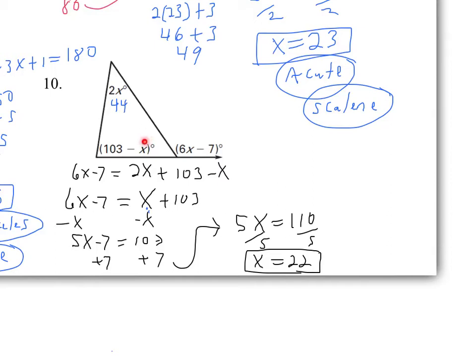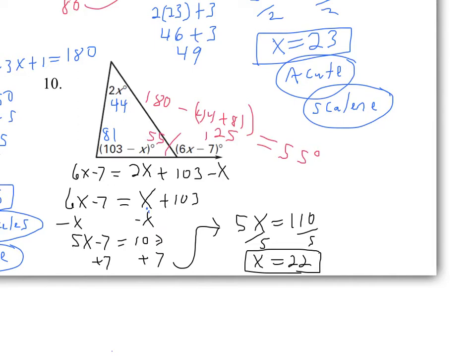Then I have to do 103 minus x. So you can just type that into your calculator. 103 minus 22, and you get 81. And then to get this third angle, you can do what we've been doing. You can add those two, 44 plus 81, but then we want to subtract that from 180. So 44 plus 81 is 125. 180 minus 125 is 55 degrees. So this angle is 55.